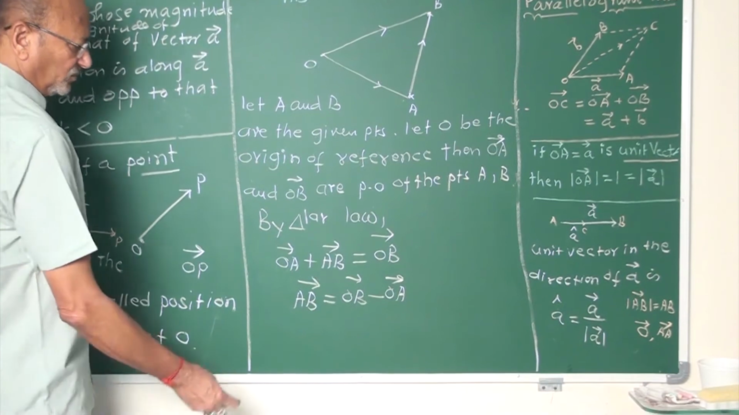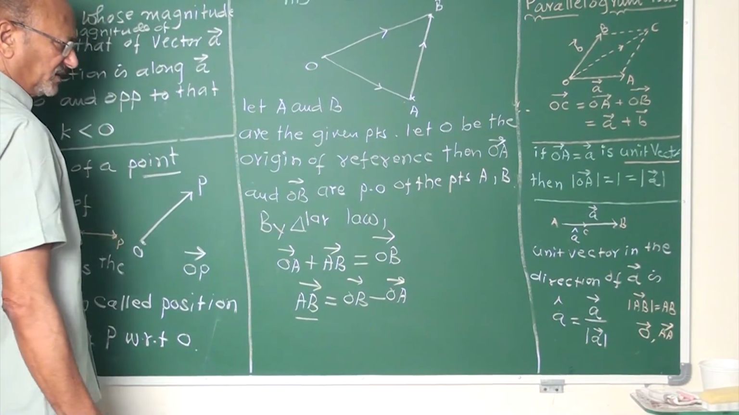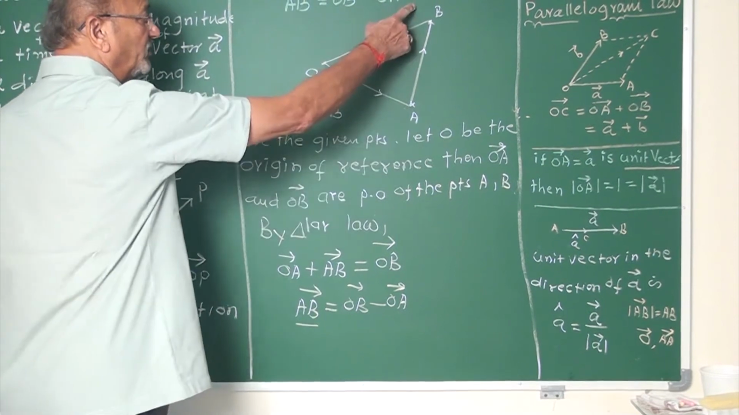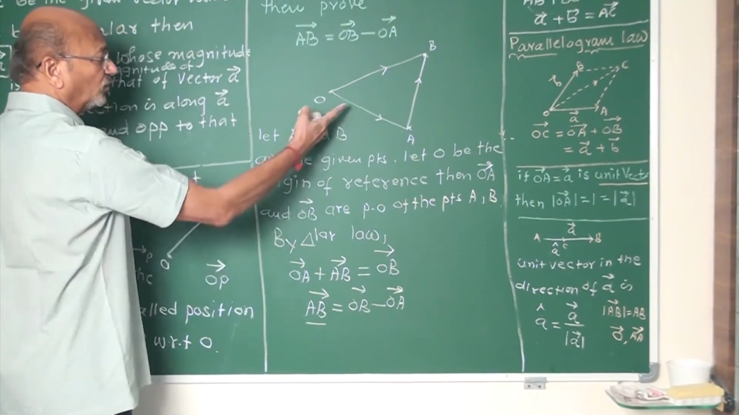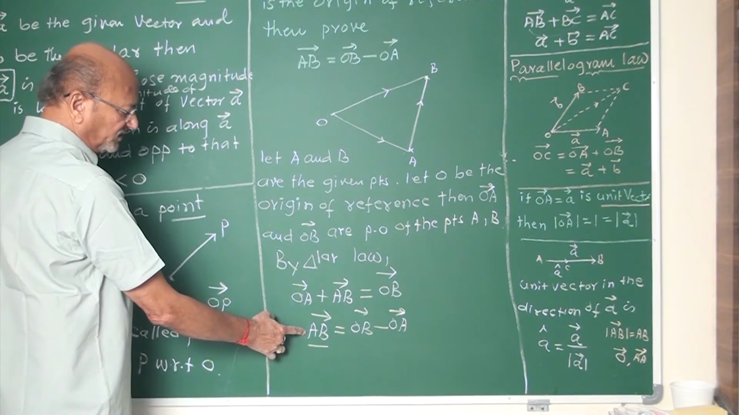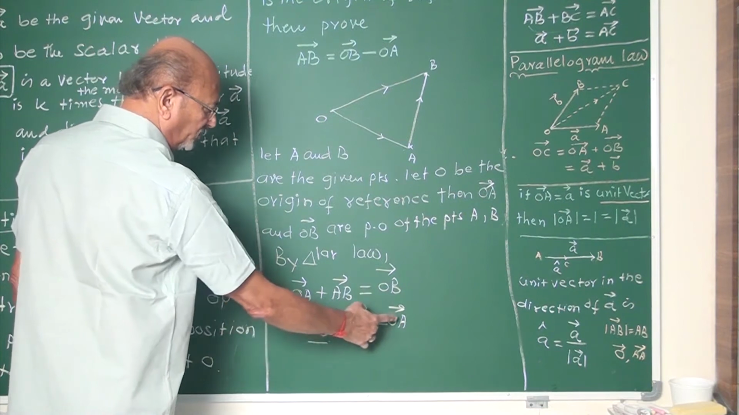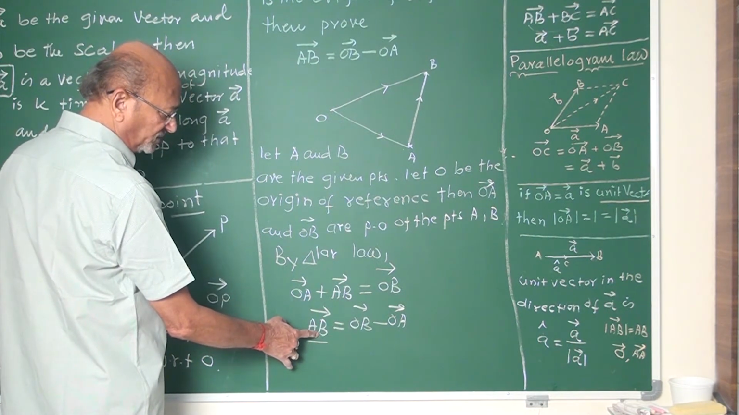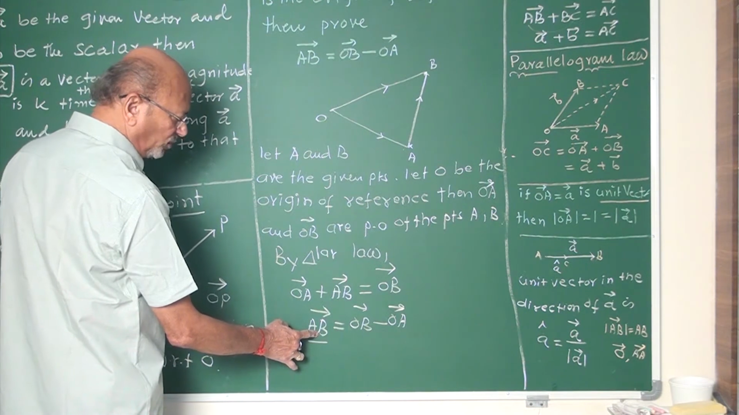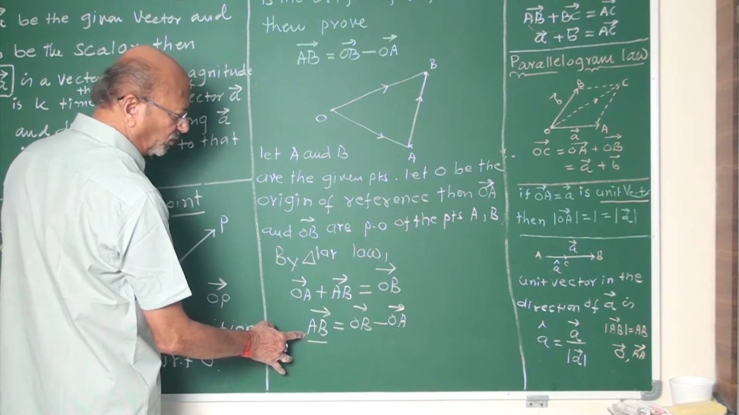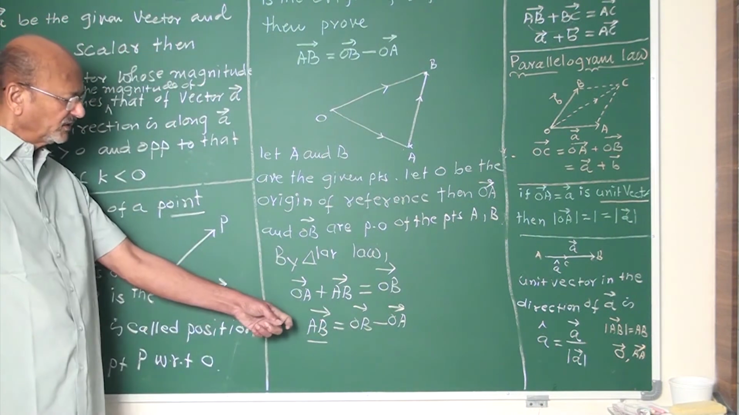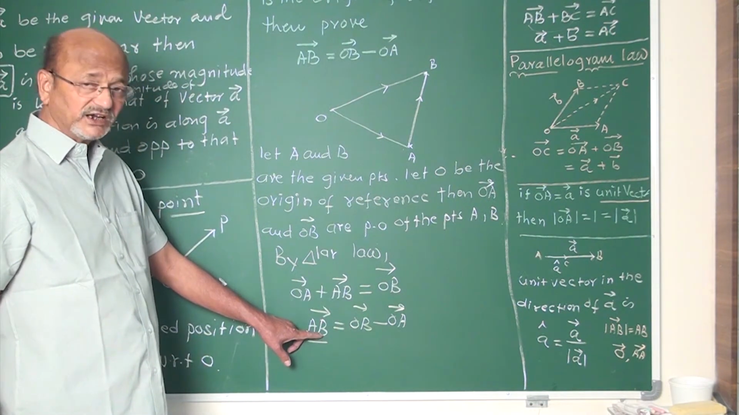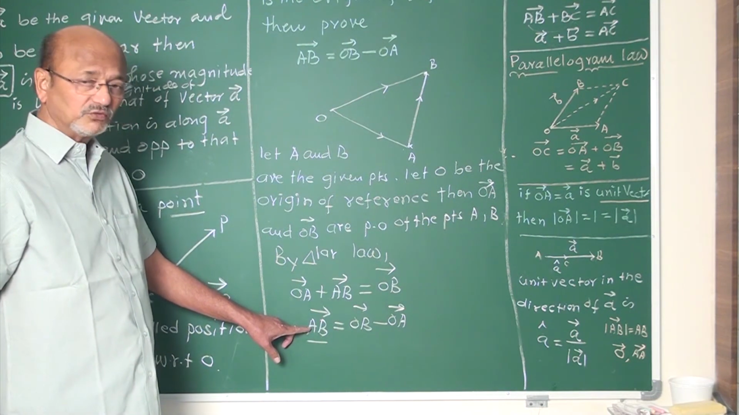Therefore, any vector AB can be represented in terms of position vectors. The right-hand side has the position vectors of the points A and B, and AB is the vector. So any vector can be expressed in terms of position vectors: position vector of the second point minus position vector of the first point.